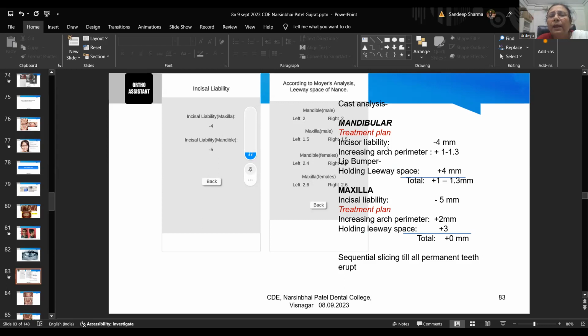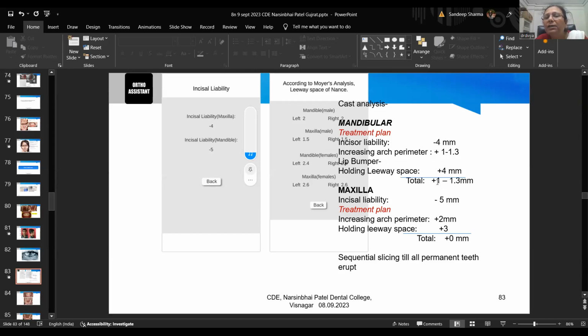So the incisor liability is this: by increasing the arch perimeter we can gain 1 to 1.3, and a lip bumper removes the muscular influence in the lower arches, and holding the leeway space will add +4 millimeters. By that, the incisor liability, which is -4, is compensated.